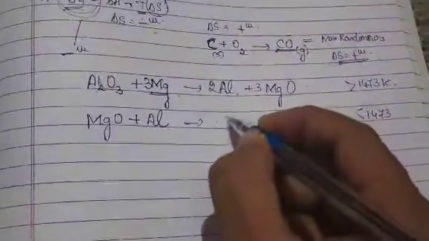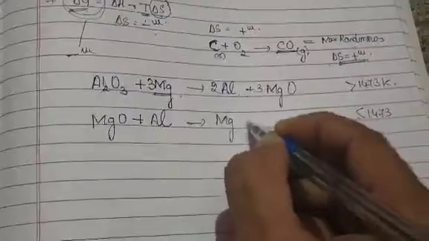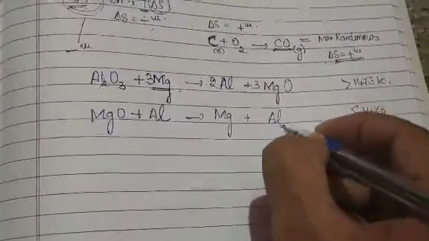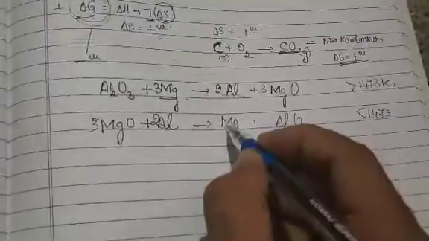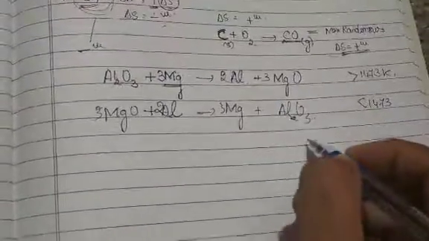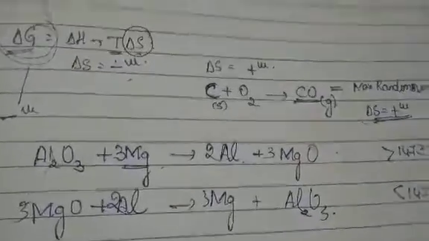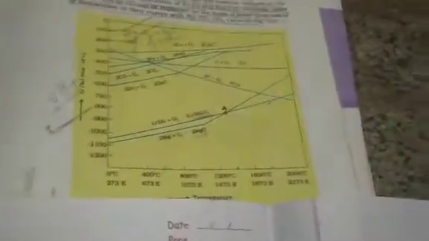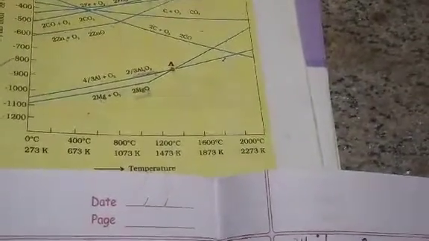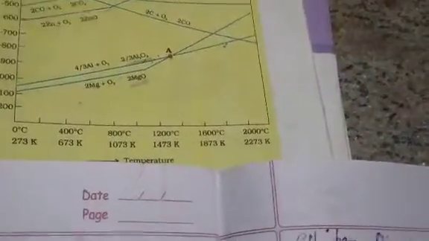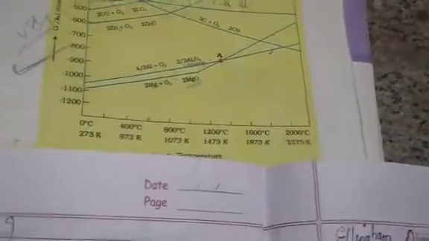So now above 1473, we will get magnesium plus Al2O3, that is, 3Mg from Al2O3. So this is the major thing they are saying with respect to the important points of your Ellingham diagram. The fourth characteristic says which reducing agent we have to choose for a particular metal oxide.